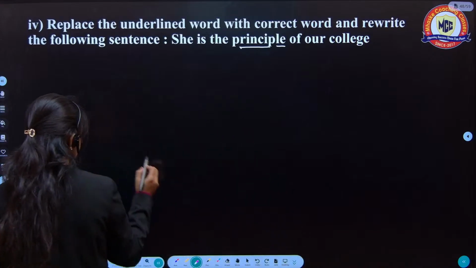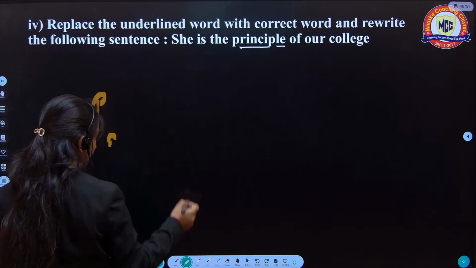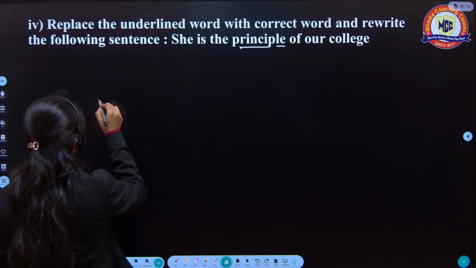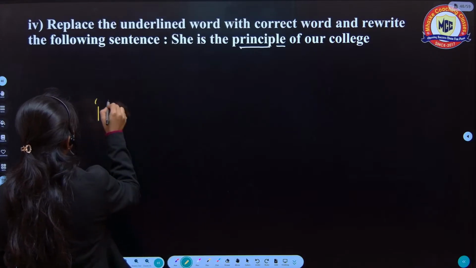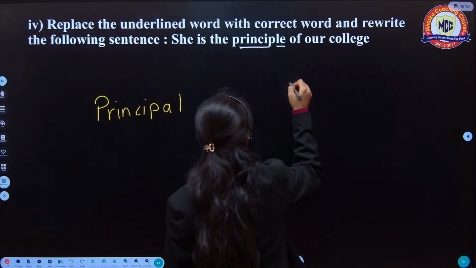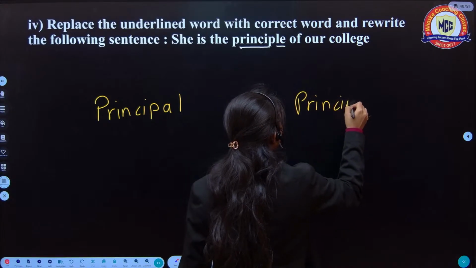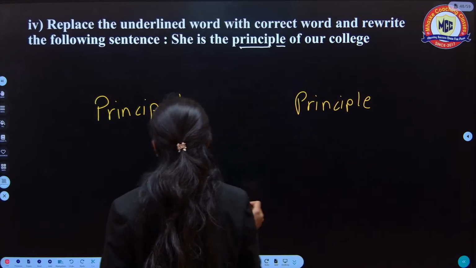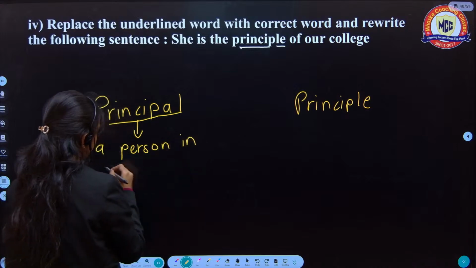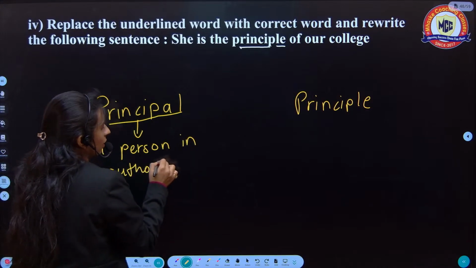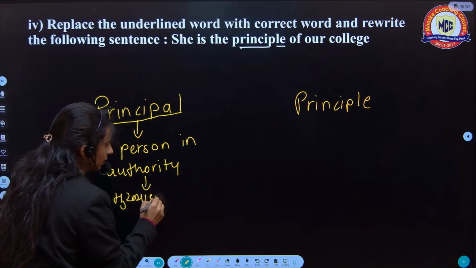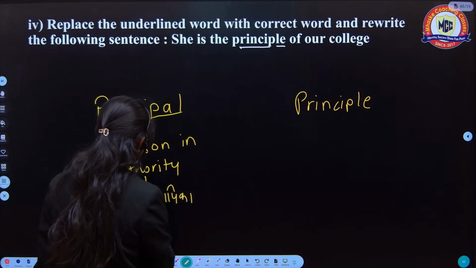So one is principal and this principle. Now the thing is, this principal means a person in authority. यांना आपण म्हणतो मुख्याध्यापिका, मुख्याध्यापिका. Okay, a person in authority.